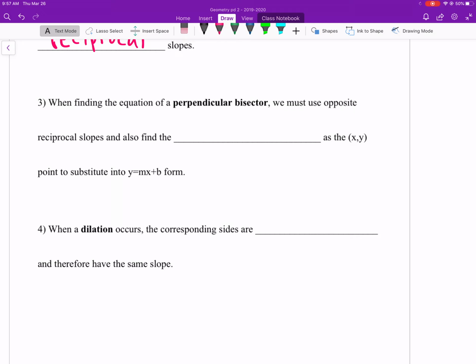Number 3, when finding the equation of a perpendicular bisector, we must use opposite reciprocal slopes and also find the blank as the xy point to substitute into y equals mx plus b form. Right, that would be the midpoint. So the lines are perpendicular, opposite reciprocal slopes, but more specifically it's a bisector this time. The point we know that the bisector passes through is the midpoint. Alright, so you use that midpoint formula.